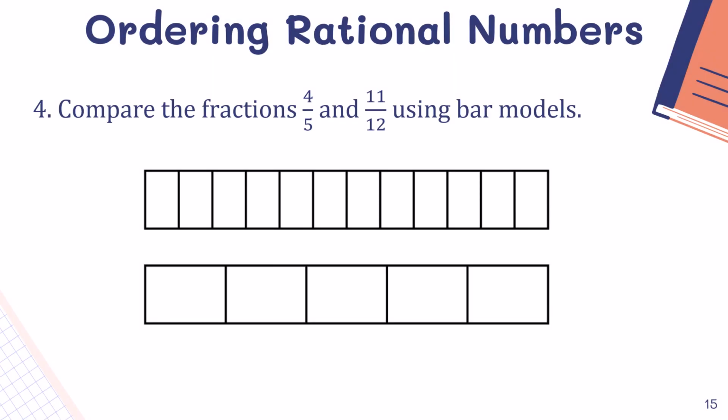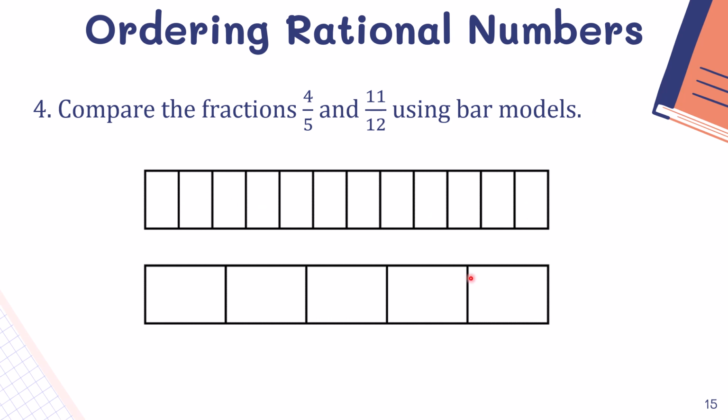Alright, now we're going to look at ordering rational numbers. In the Grade 4 Common Core Standards, it states that students should be able to compare two fractions with different numerators and different denominators and determine which one is larger or smaller. So we're going to compare the fractions 4 over 5 and 11 over 12 using bar models or area models.